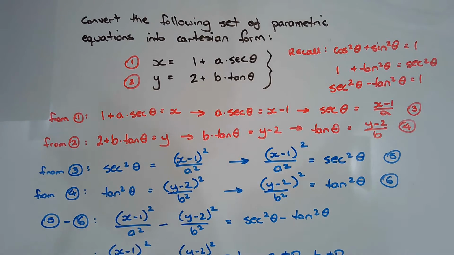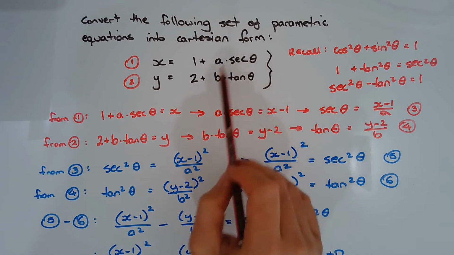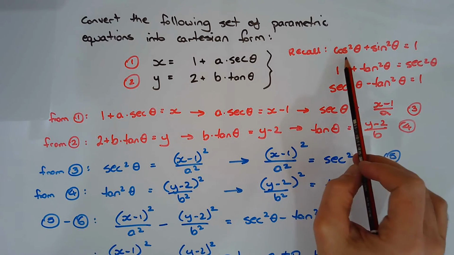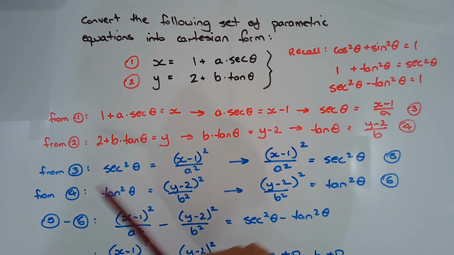Now, if you've looked at Pythagorean identities before, hopefully you'll recognize that if you can get sec squared theta and tan squared theta on one side of an equation, it's possible to eliminate them, or rather, to replace them with a nice whole number. Now, recall that cos squared theta plus sine squared theta equals 1. That's our fundamental Pythagorean identity.